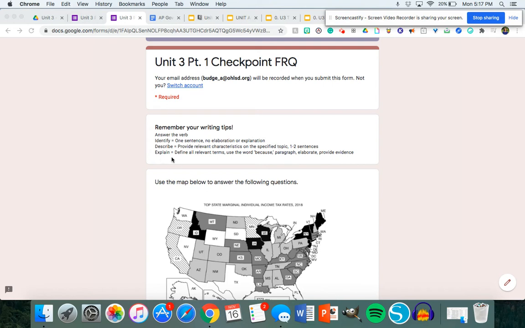And then explain: define all relevant terms, and use the word because. This should be a paragraph. You want to elaborate and provide evidence to show the relationship between course concepts and what the question is asking.